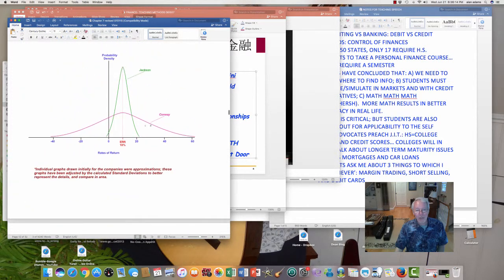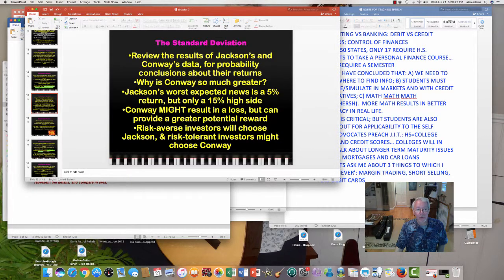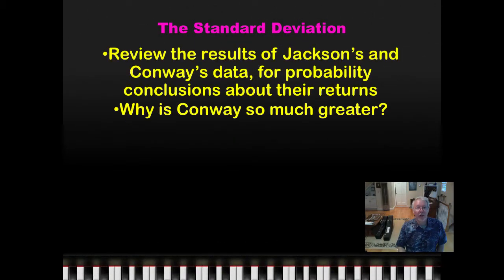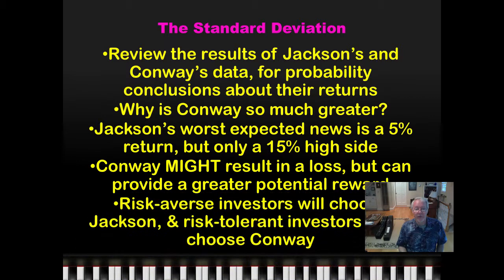Now, what happens if the 2 rates of return are different? I forced them both to be 10%. But now I want to put those 2 curves in different places on my y-axis. So let's get back to our slides here. Any other conclusions? Jackson's worst expected news is 5% return only, and they are limited to 15 on the high side. Conway, you may get a loss, but on the upside, you could get a much greater reward, 35% instead of 15.